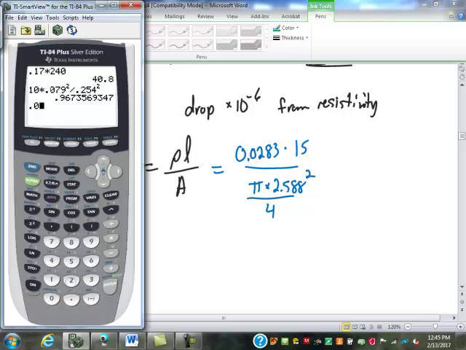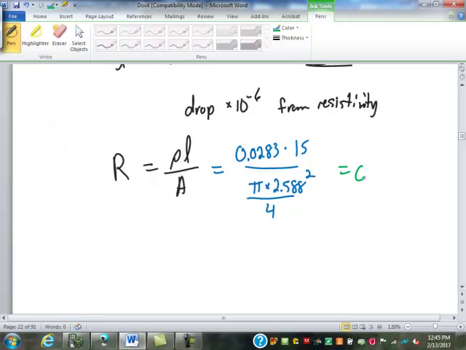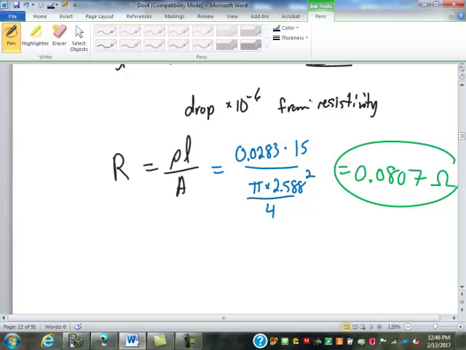So 0.0283 times 15 divided by, now I have to put this in parentheses for my calculator, 3.14 times 2.588 squared divided by 4. Close the parentheses. I get 0.0807 ohms. Which for 15 meters of wire, that sounds about right. Let's jump down to number 2, which is the same. We're just using nichrome instead of aluminum.